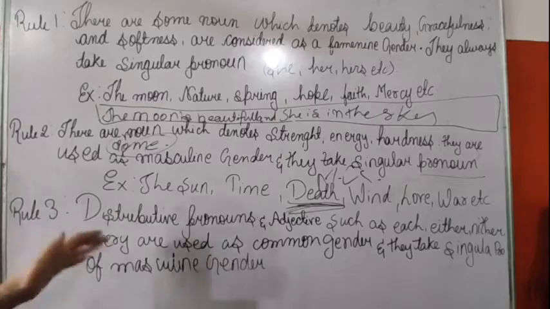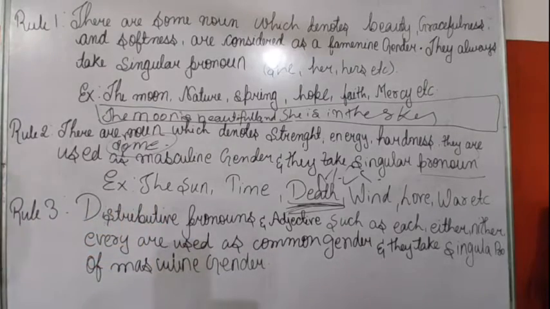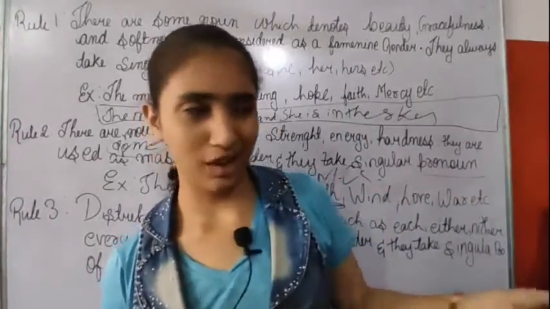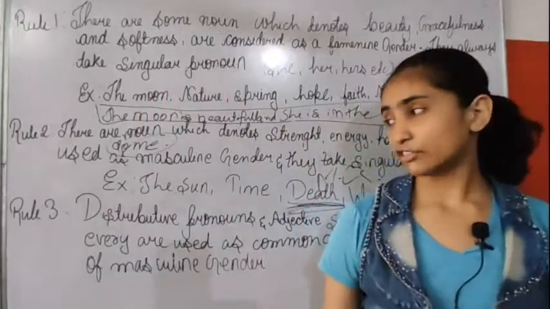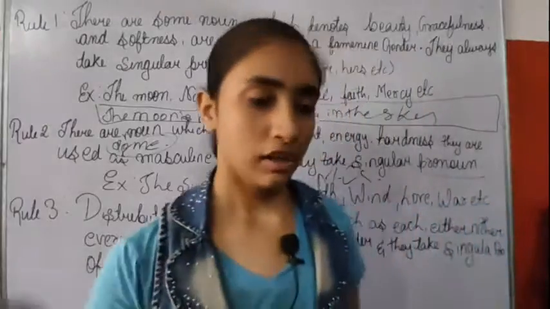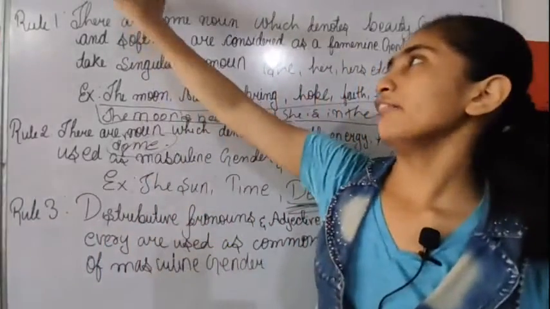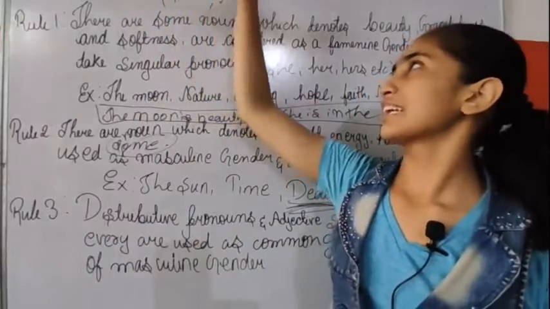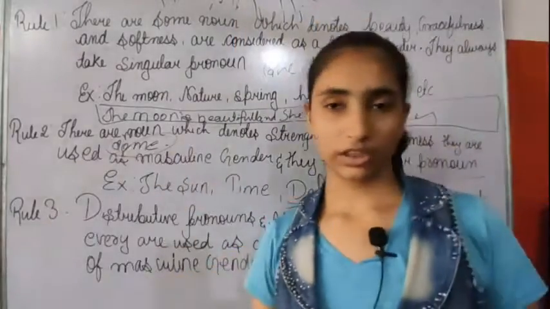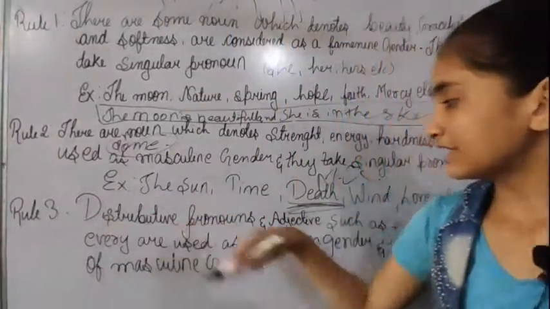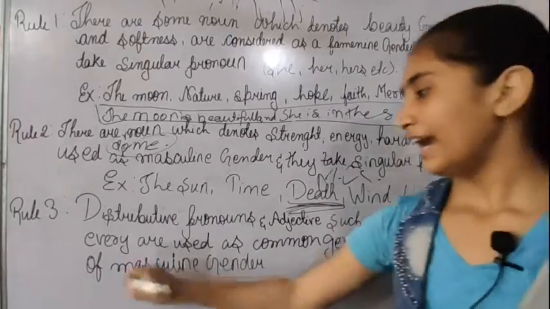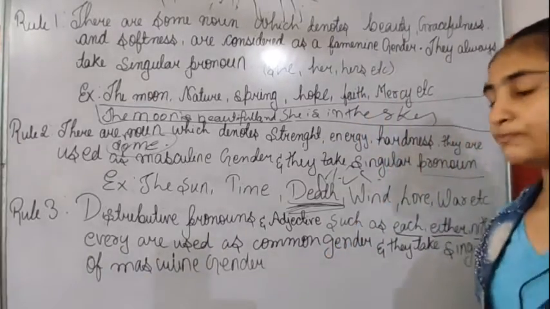Now, the third rule says distributive pronoun and adjective. When I talk about the distributive pronoun and adjective, many people get confused. So don't worry, in the next lecture we'll discuss first the pronoun, then the adjective, then tense, then voice, then narration, and then indirect and direct speech. Now, distributive pronouns and adjectives, such as each, either, neither, every, are used as common gender.